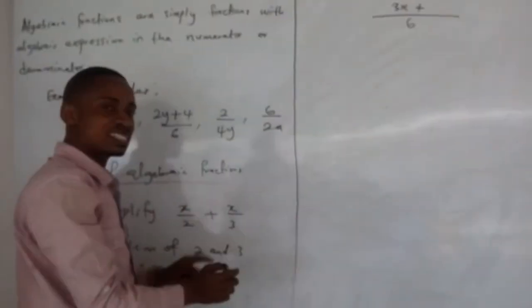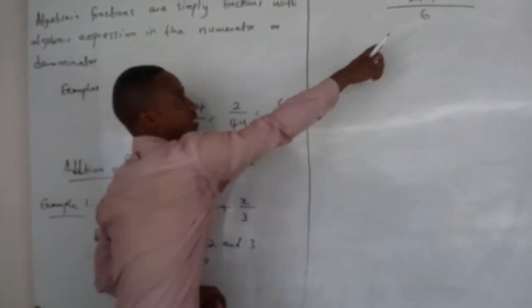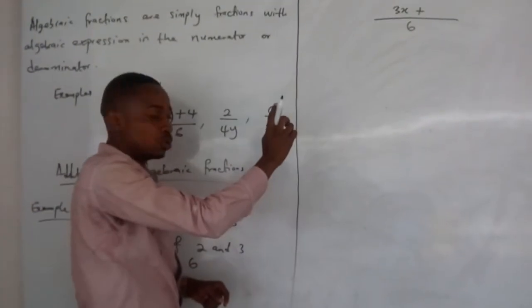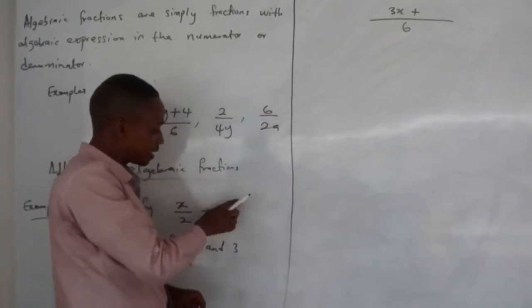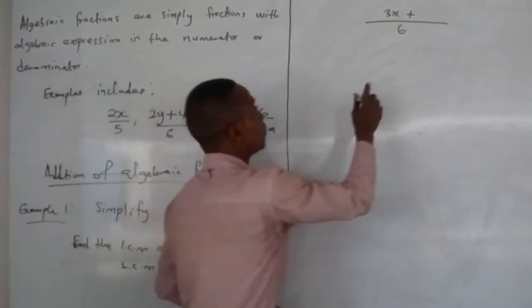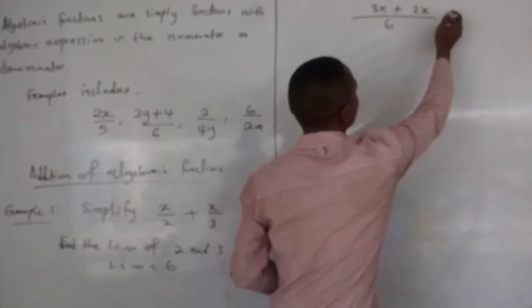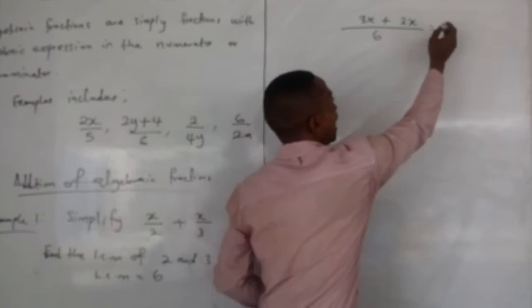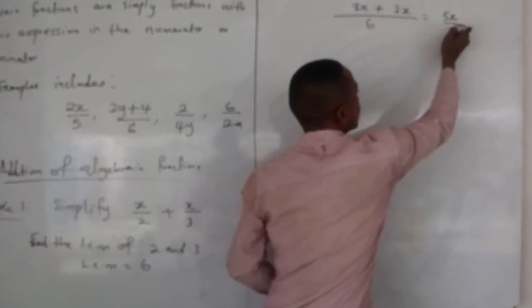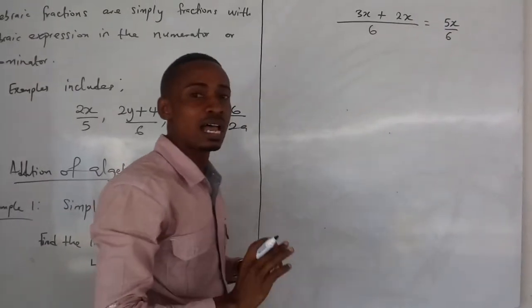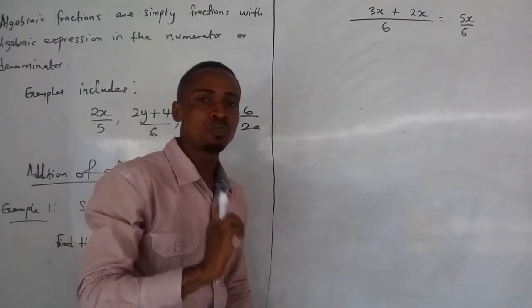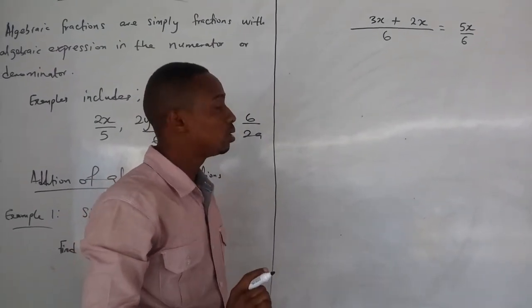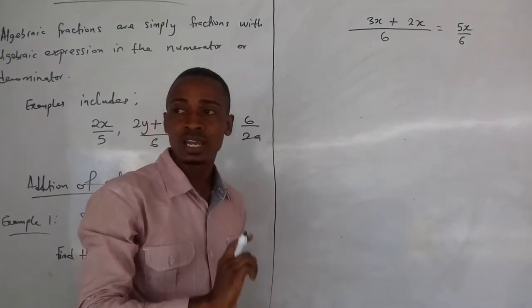Plus the second term, 3 in 6, we have 2. 2 times x, what we have at the numerator, we also have 2x. Now let's add together. 3x plus 2x, we have 5x over 6, which is our final answer. Now let's also pick one more example on addition of algebraic fraction.